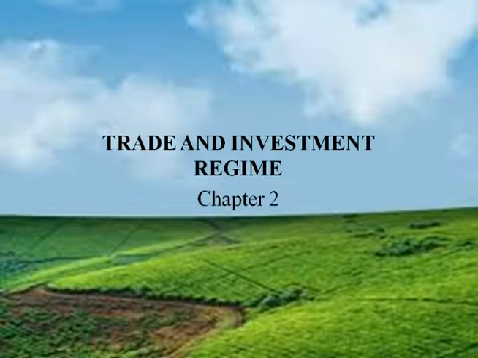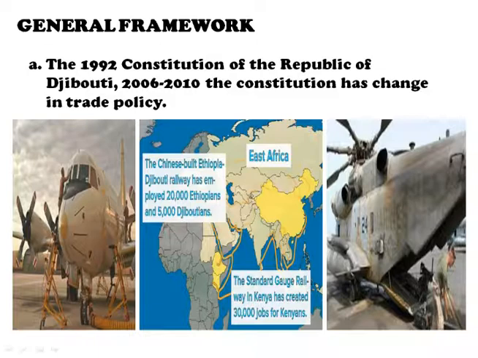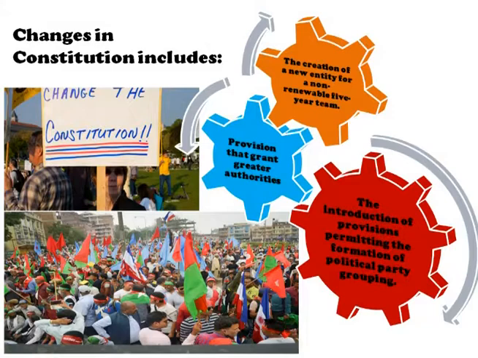The second part of the presentation discusses the trade and investment regime of Djibouti. The 1992 Constitution of the Republic of Djibouti provides for the separation of powers and guarantees fundamental rights. Since the last review of Djibouti's trade policy, there have been several changes to the Constitution. These changes include the creation of a new entity for a non-renewable 5-year term, the introduction of provisions permitting the formation of political party groupings, and provisions that grant greater autonomy to local authorities.